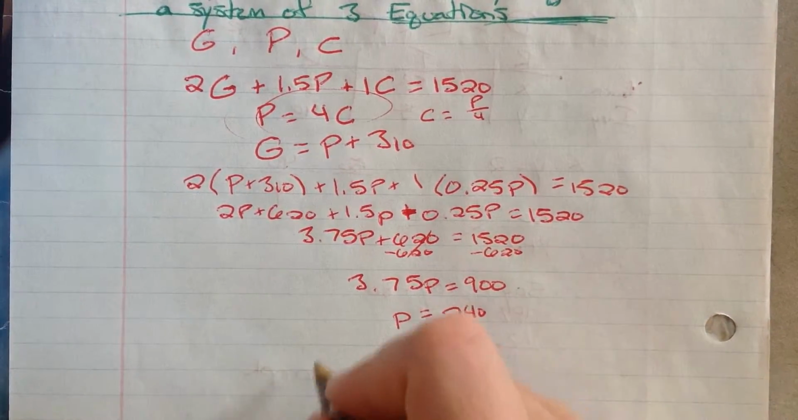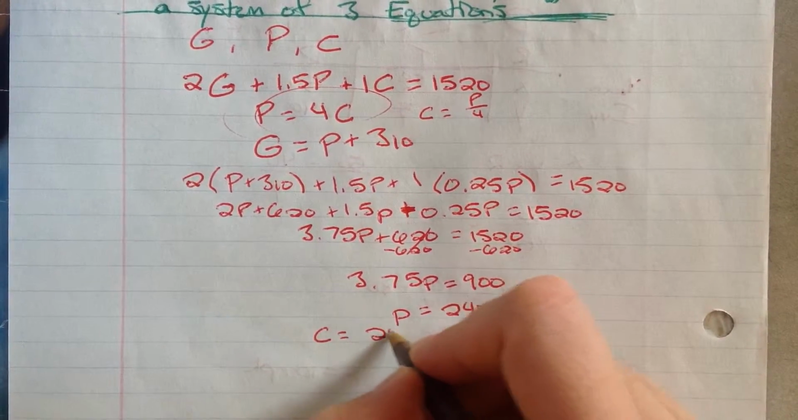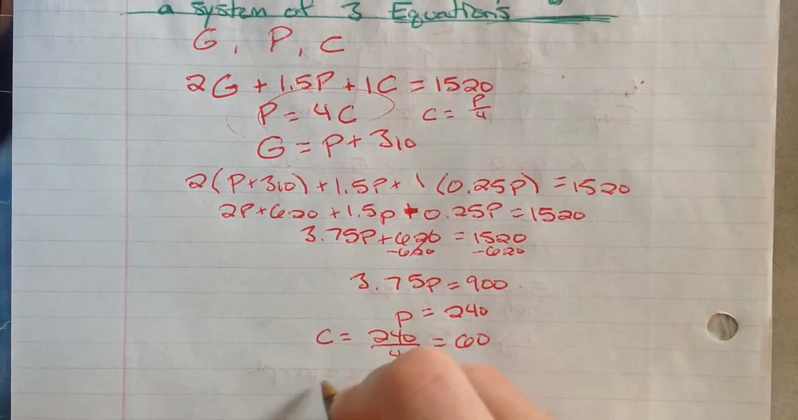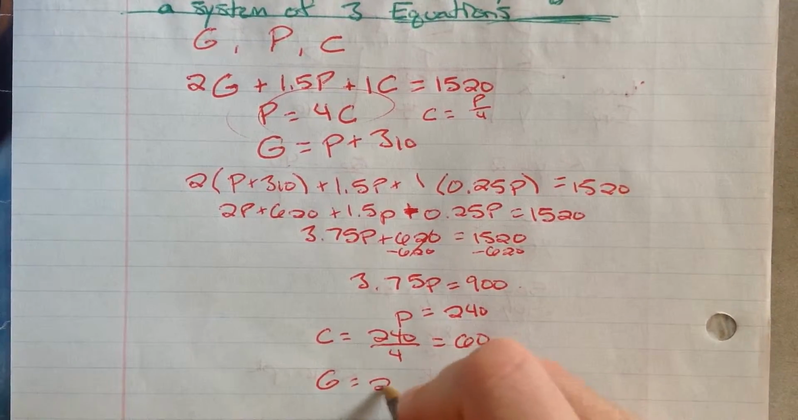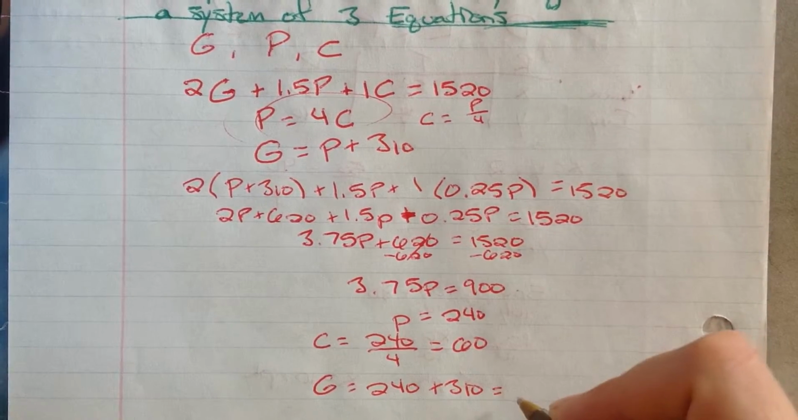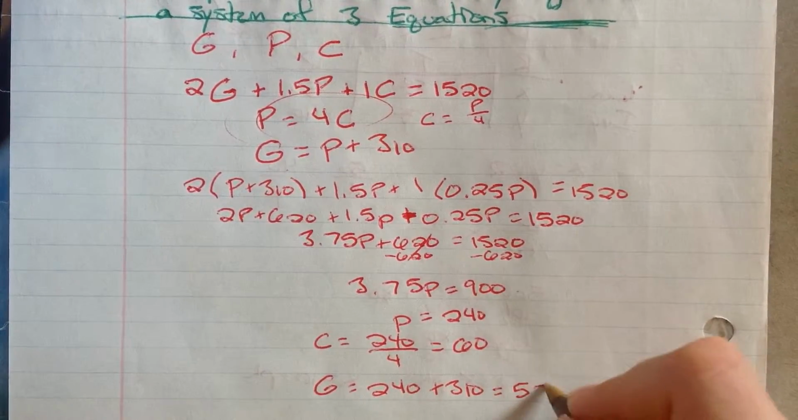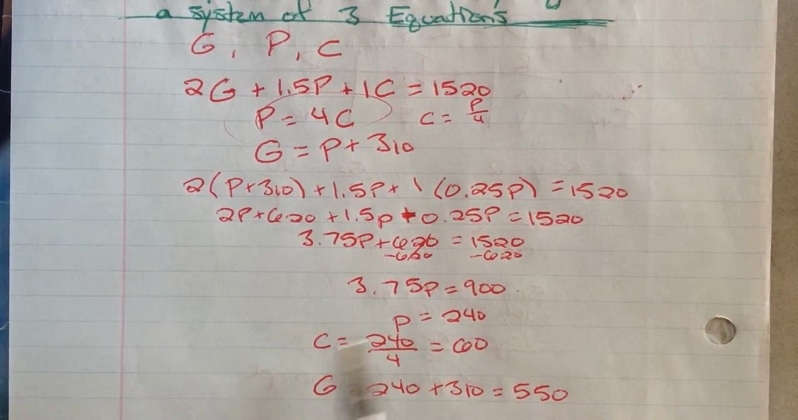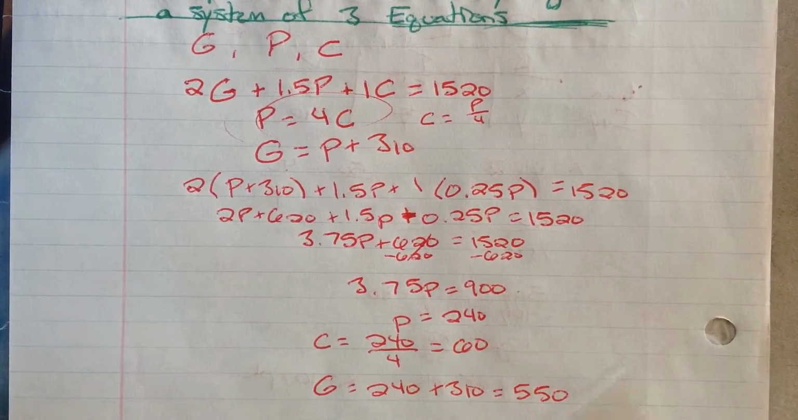Well, if p equals 240, c is equal to 240 divided by 4, or 60. And g is equal to 240 plus 310, or 550. So in other words, we sold 550 Gatorades, 60 candy items, and 240 pretzels at this game.